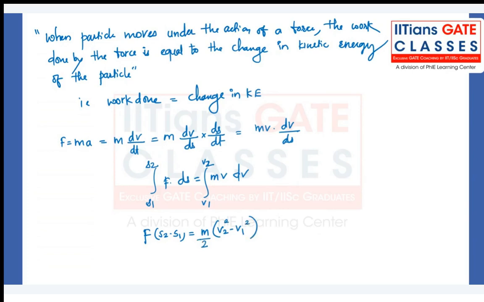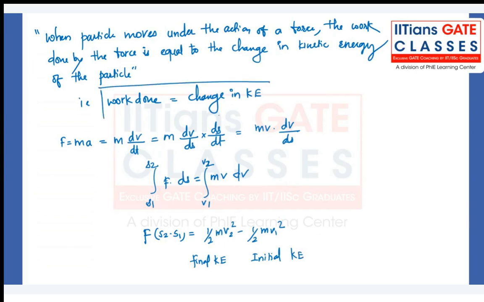So what is it basically? Let's write it in detail. Half of m v2 square minus half of m v1 square. So what is this? This is the final kinetic energy, and this is the initial kinetic energy. So work done is nothing but the change in kinetic energy. That is what we are saying, and this is how you can prove it.